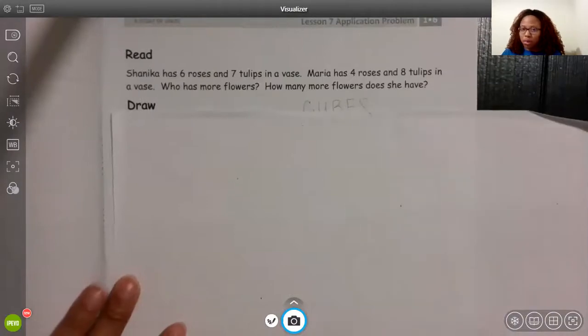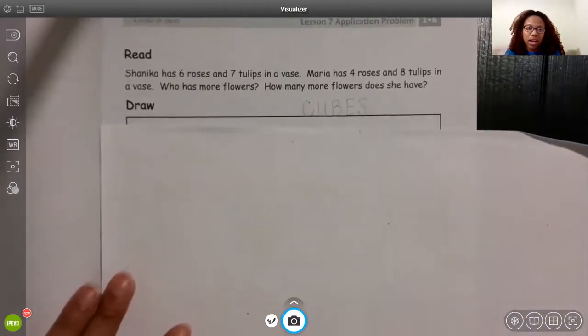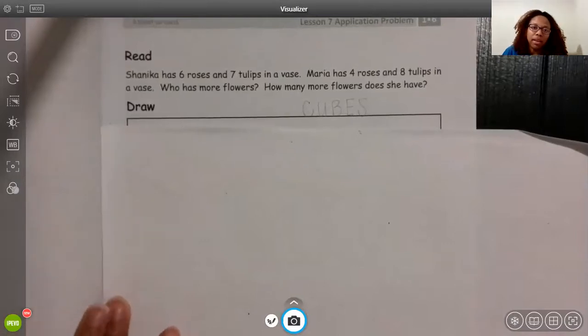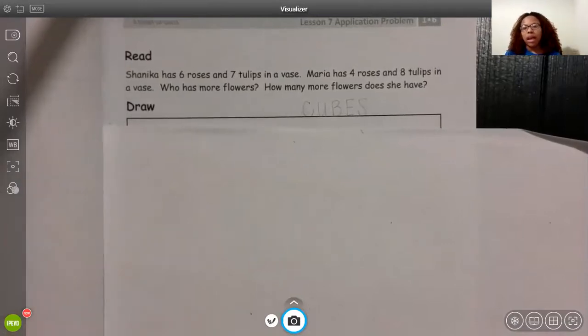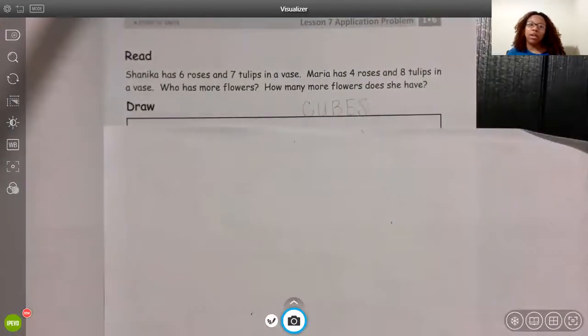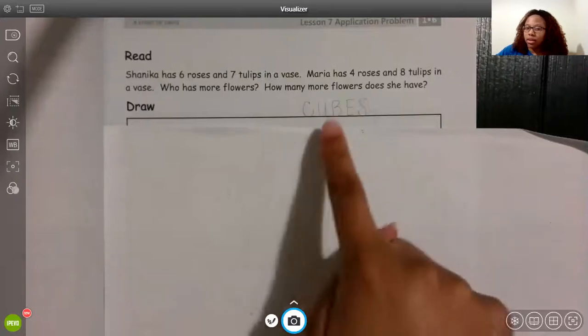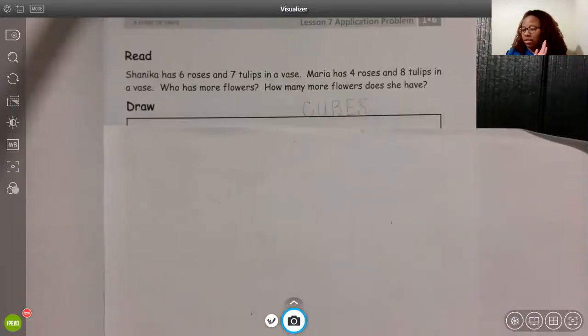So our application problem for today says Shanika has 6 roses and 7 tulips in a vase. Maria has 4 roses and 8 tulips in a vase. Who has more flowers? How many more flowers does she have? So for today, we are going to work through this application problem together because it's a little different, but I will let you do the C, U, and B in cubes. Since I think you've been doing a fantastic job, I will still give you 30 seconds to do as much as you can. Let me go ahead and get my timer out.